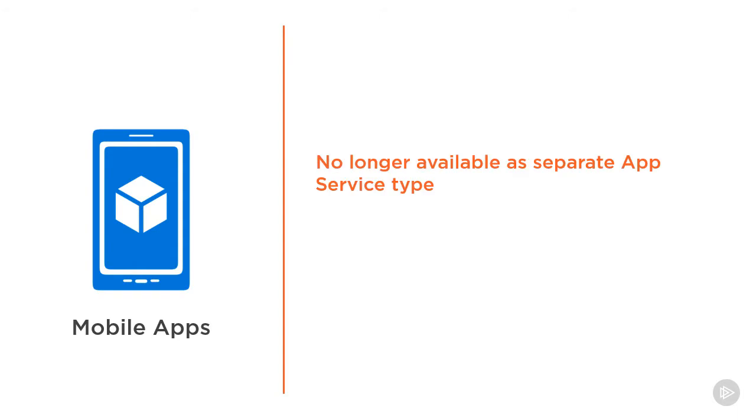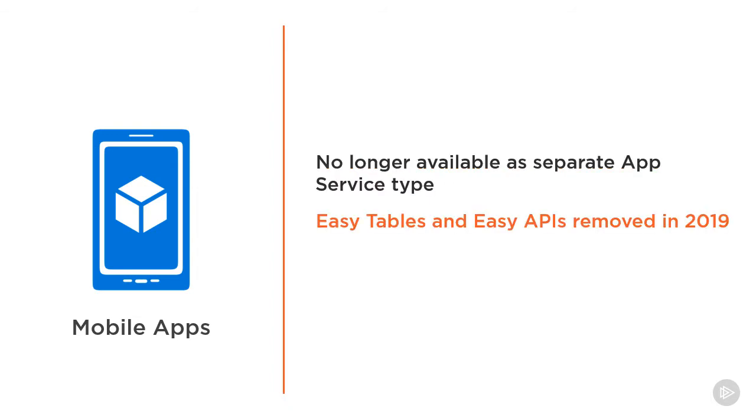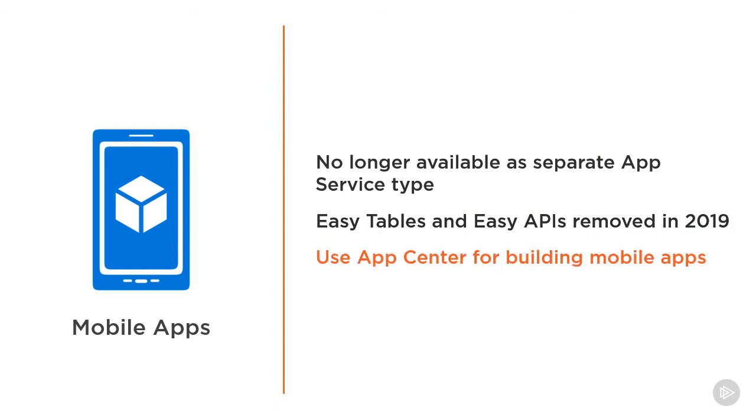The ability to host REST APIs in an app service means that you can create the backends for a mobile application. But there used to be something called App Service Mobile Apps, and there were a few additional features for hosting APIs and simple table data, and those were called Easy Tables and Easy APIs. But these were removed from Azure App Service in 2019. There's now another service in Azure called App Center, which provides tools to build, test, and monitor mobile applications. Next, let's create a web app in the Azure portal and see some of the options available.